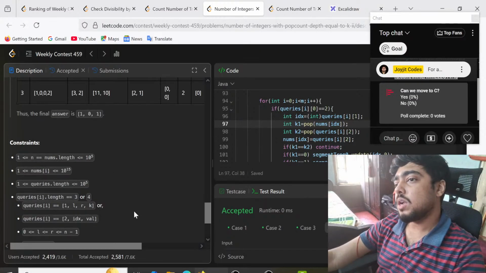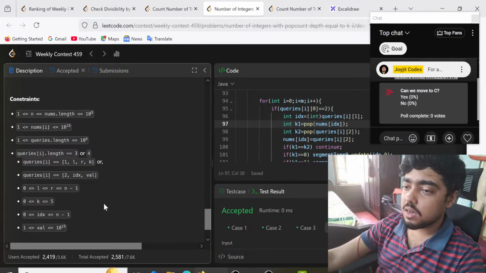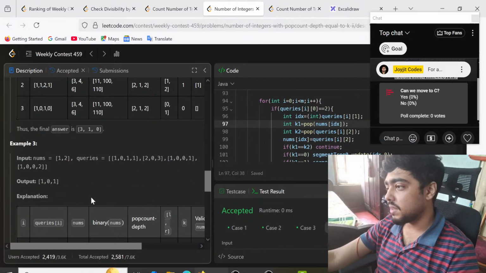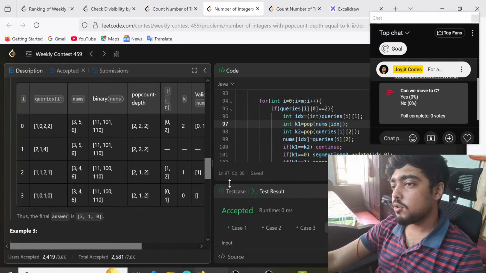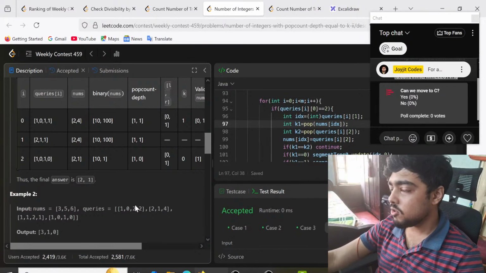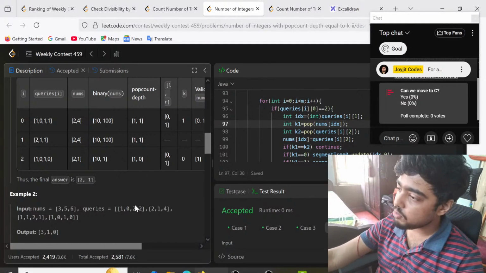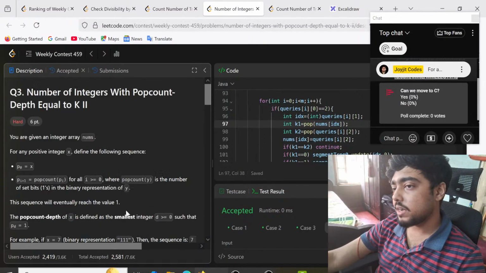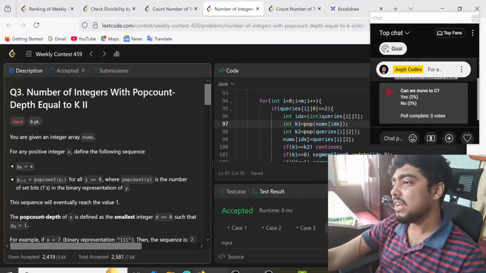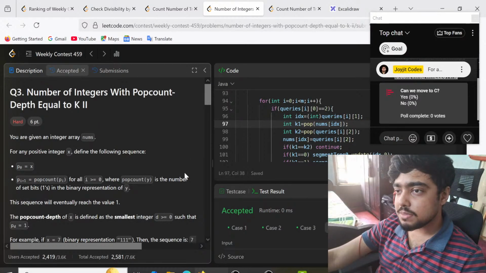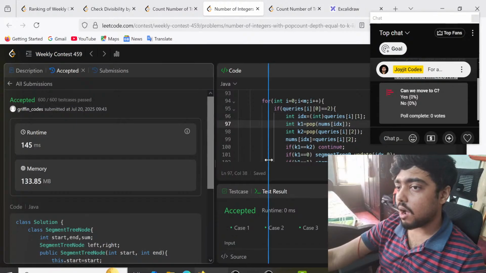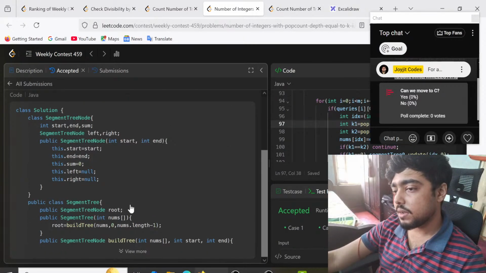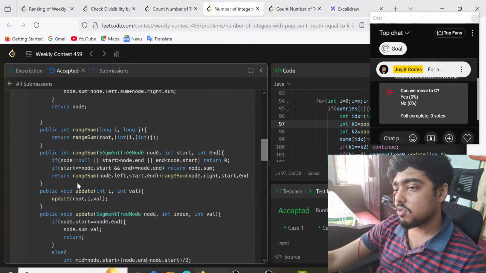Now since there are two types of queries, one is the update and one is the range sum, one thing that should come to your mind by default is segment tree, because that is the only type of data structure which can handle this kind of problem. So I won't explain what we are doing, because you know how a segment tree works. This is the code for the segment tree, nothing else.